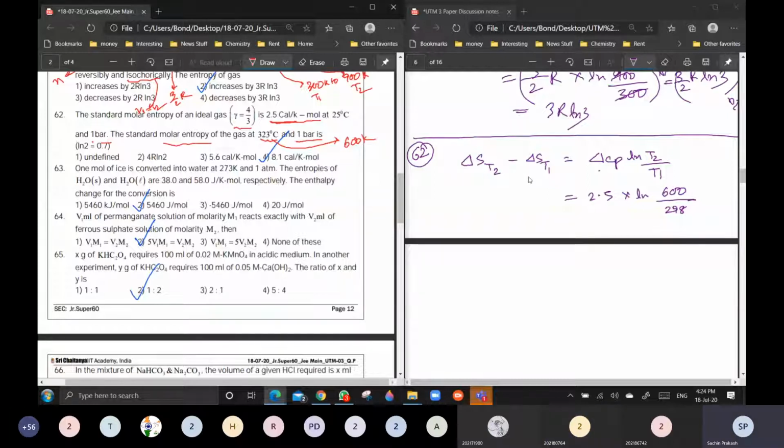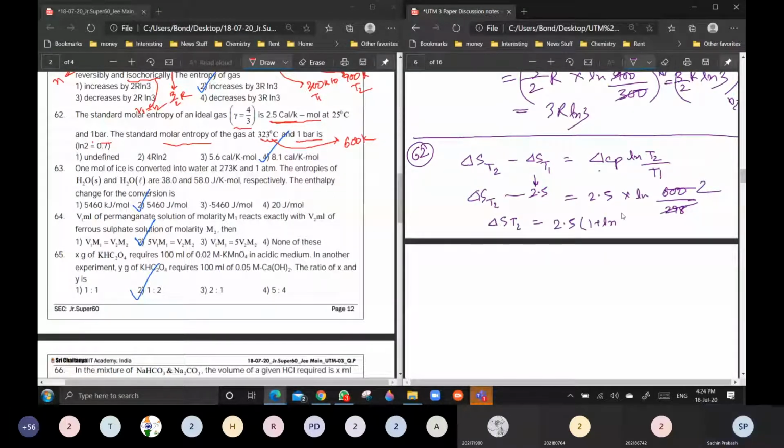Okay. So delta S T1 is given to be 2.5, and delta S T2 we need to find out. T2 by T1 is approximately 2 times. So delta S T2 is equal to 2.5 into 1 plus ln 2. ln 2 is 0.7, so it will be 2.5 into 1.7, which is 4.25.